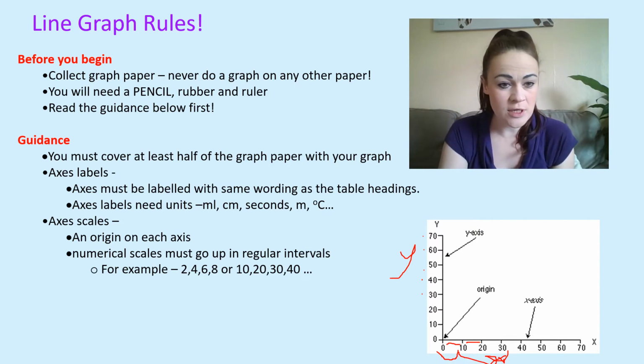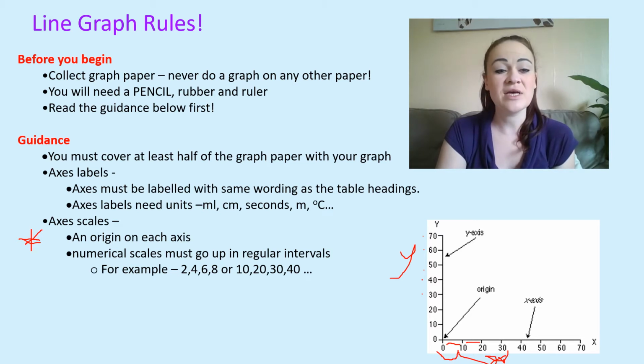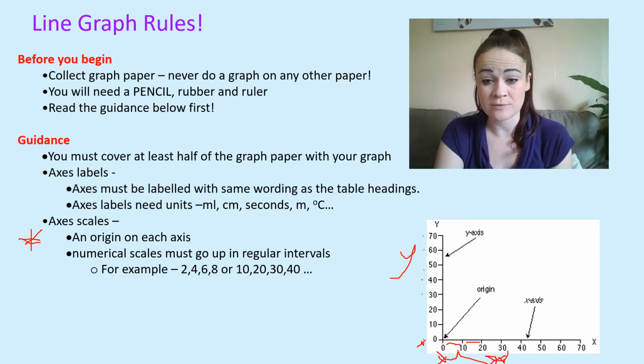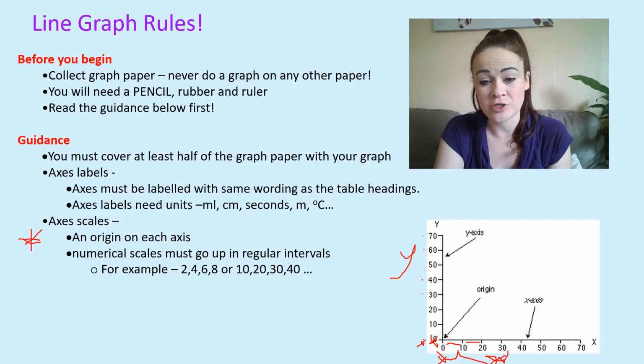Now, this one here says you must have an origin on each axis. Now, this has actually changed. You don't need an origin in each axis anymore, but it's very good practice. And basically, the origin tells you what you're starting at. So here, we've got two origins, and they're both starting at 0. If you don't include an origin, you'll lose marks. So if they didn't have the 0 here, and they just went 10, 20, 30, you'd lose marks because the examiner was not going to know, did you start at 5, did you start at 0, did you start at minus 10? Okay, you must include your origin.